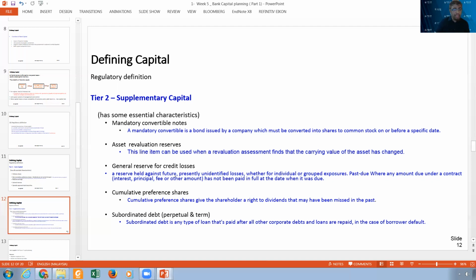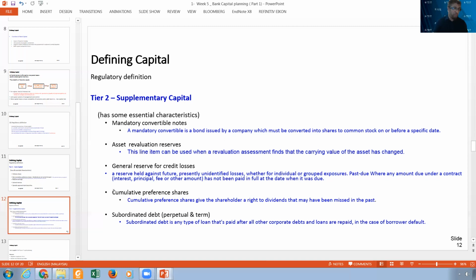So a reserve against future, presently unidentified losses like credit risk, whether for individuals or for group exposure, and also the past dues, where any amount due under contract, interest, principal, whatever, this is actually part of the general reserve for credit risk, which is part of tier 2. And number 3, our friend, which is the cumulative.